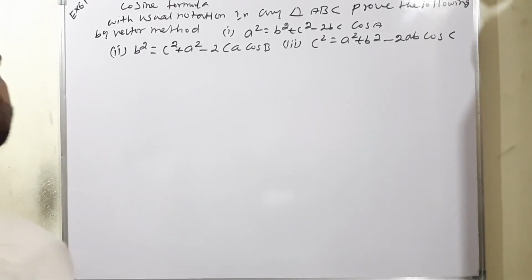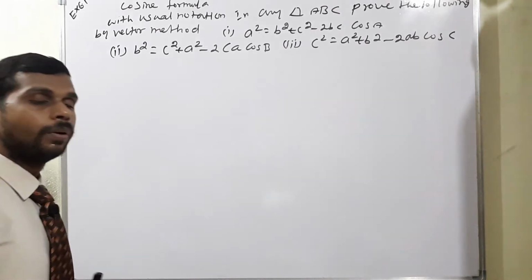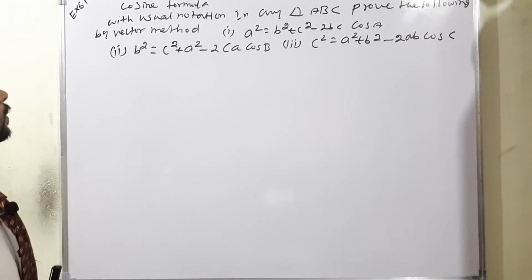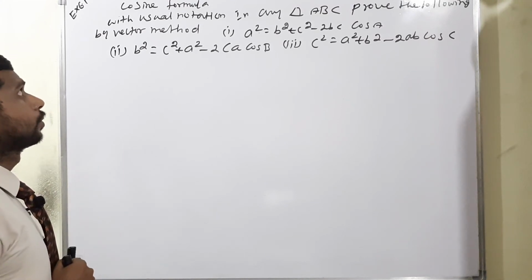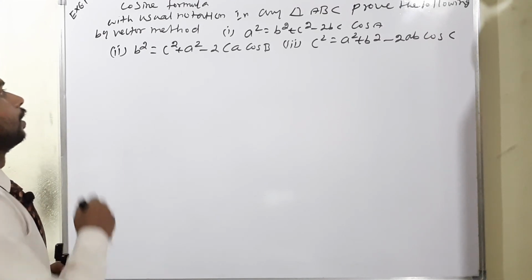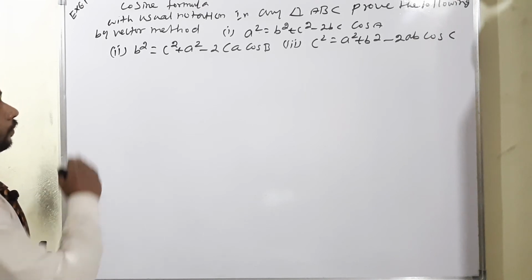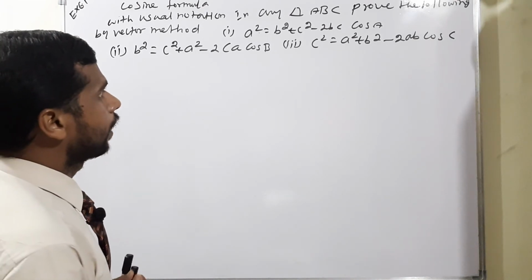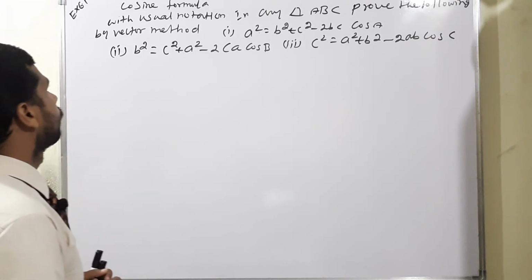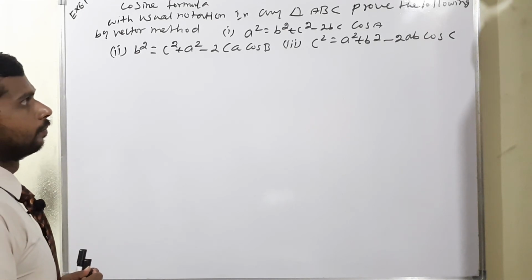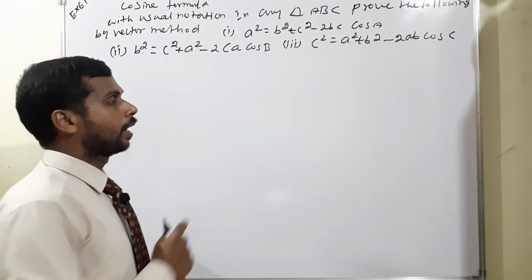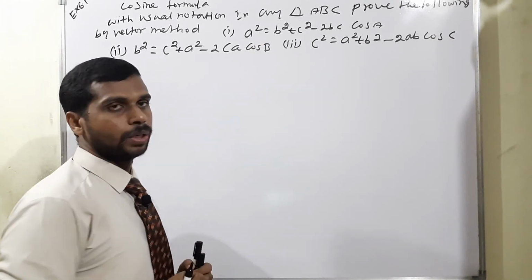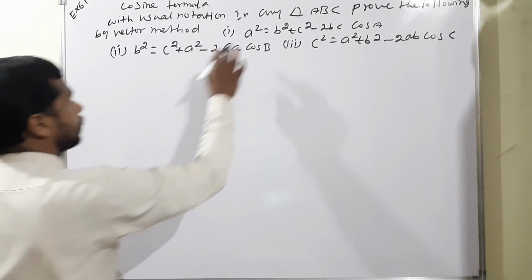I'm moving to example 6.1, one of the important 5 mark questions. This is fully theorem based, also named the cosine formula. With the usual notation, in any triangle ABC, prove the following by vector method. There are 3 subdivisions. We will prove any one subdivision. I am moving to the proof of subdivision 1.